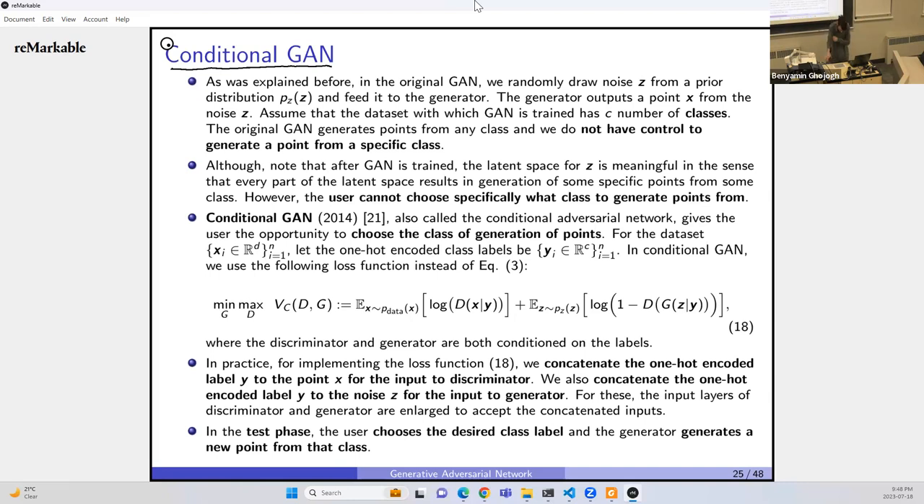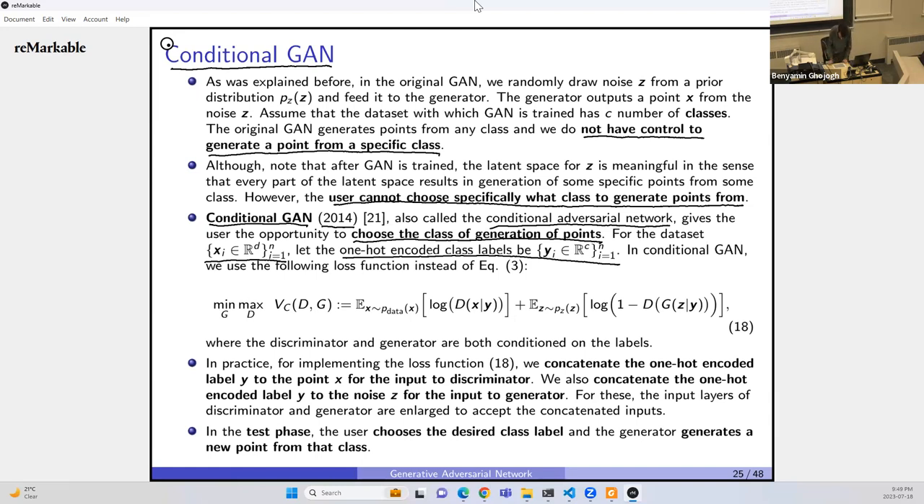Conditional GAN. So what is that? In GAN, we don't have control to generate a point from a specific class. The user cannot choose specifically what class to generate points from. Conditional GAN was proposed in 2014. Also called conditional adversarial network, it gives the user the opportunity to choose the class of generated points. For the data set x1 to xn, let the one hot encoded class labels be yi, which is c-dimensional. Why? Because we have c classes. These are one hot encoded labels.